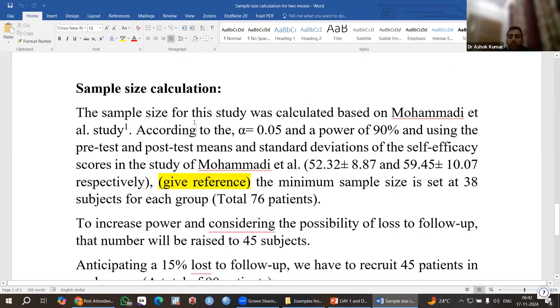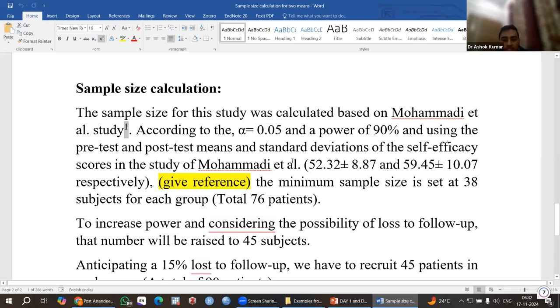I'll show you the published study. The sample size calculation for this study was based on the Mohammadi et al. study, and I have given the reference here. Always we have to give a reference. According to it, alpha is 0.05 and the power of the study is 90%.